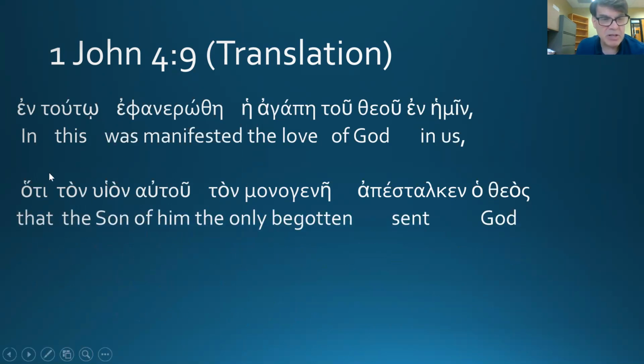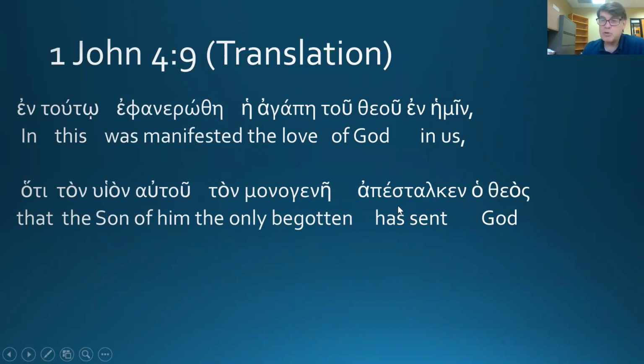Now this seems a little awkward construction, but when you say in this was manifested the love of God, what is the this? The this is that God has sent his only Son. By the way, I prefer has sent to send. Et voila, it's finished. So the subject again, why he's gone to this kind of mode of reverse order in Greek, maybe it's a Hebraism, but that God has sent the only begotten Son of him.